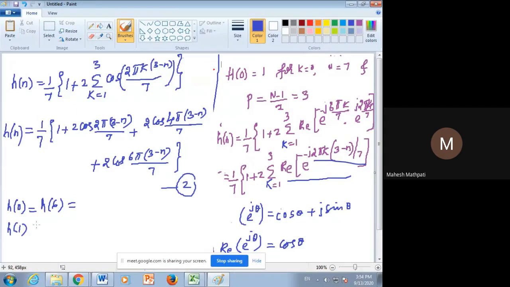h of 1 is equals to h of 5, and h of 2 is equals to h of 4, and h of 3 is equals to... need to calculate the values. Can you calculate that? Can you calculate the values? How much is h of 0 coming? If you take n equals to 0, then what will be the value?